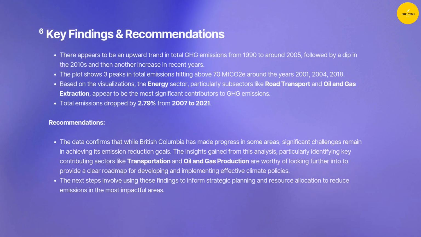The next step would involve using these findings to inform strategic planning and resource allocation to reduce emissions in the most impactful areas. So diving a little deeper into what areas of transportation could be improved, such as using electric vehicles, lower emission cars, and improving the logistics of the routes and things like that.